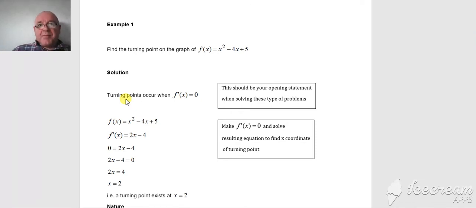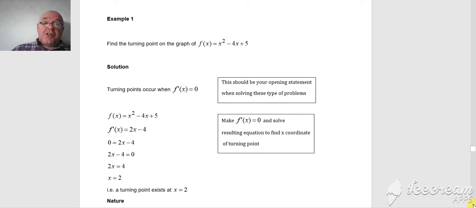So to get f dashed x, the derivative, equal to 0, we're going to start with x squared minus 4x plus 5. And then we're going to differentiate it, and we're going to get 2x minus 4. You really should be able to do that now. So we're going to set that equal to 0 to find the horizontal sections. And therefore 2x minus 4 will be 0, so 2x will be 4, so x will be 2. So our turning point exists at x equals 2. All right, so that's the location.